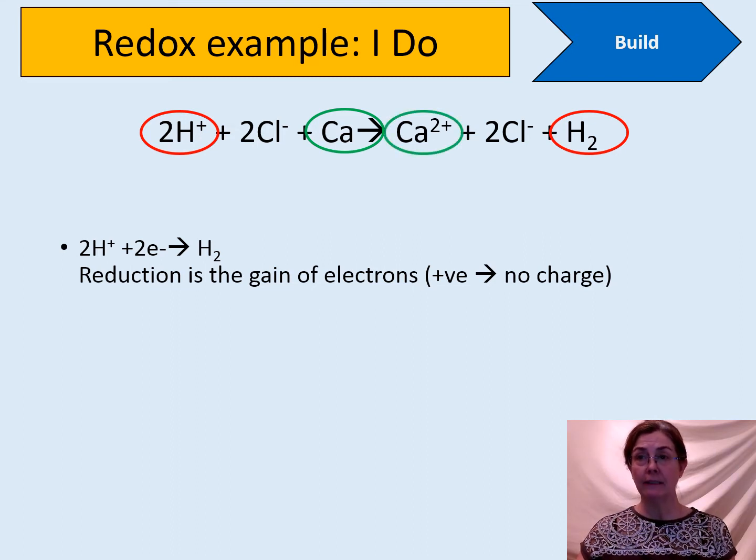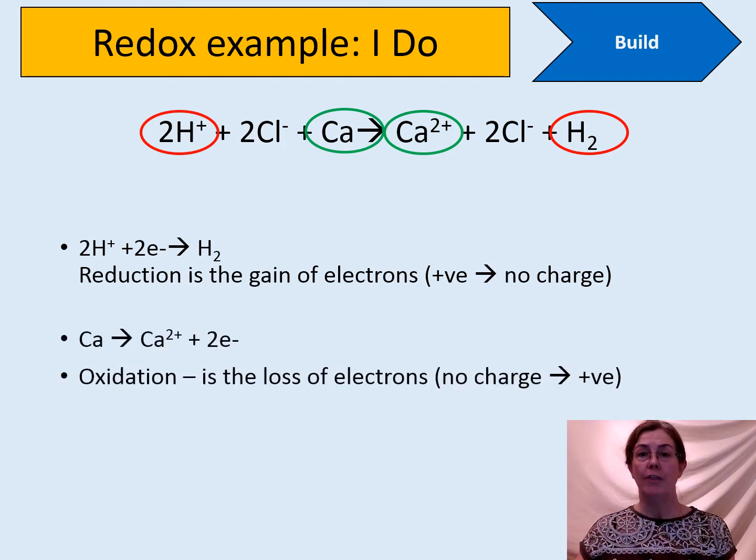If we look at the calcium, we can see that the calcium element has become a calcium 2+ ion. So the calcium has lost 2 electrons to become the calcium 2+ ion. And there you can see that the calcium spat out the 2 electrons and became the Ca2+. And that's oxidation. So loss of electrons is oxidation. And the calcium's gone from having no charge, it's neutral, it's an element, it doesn't have a charge, to becoming an ion with a 2+ charge.